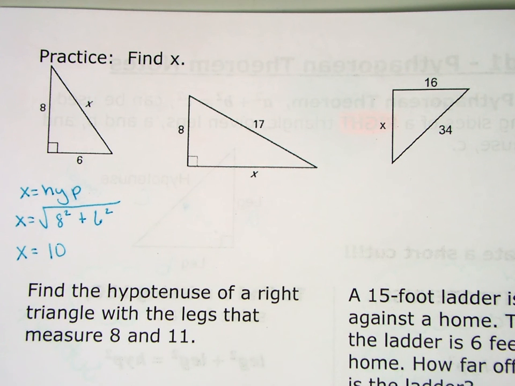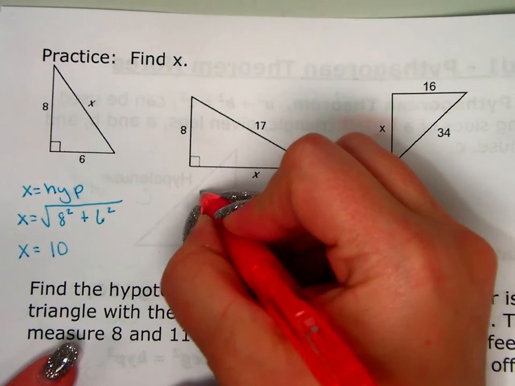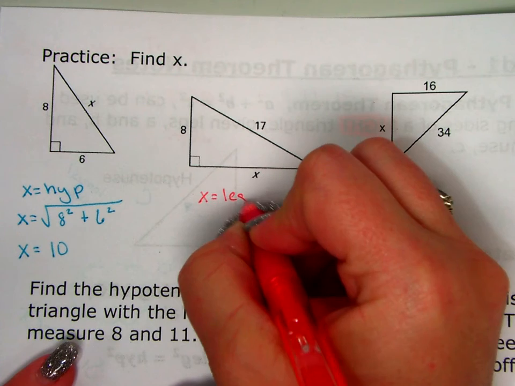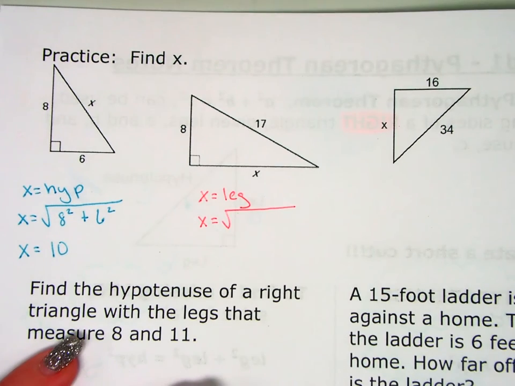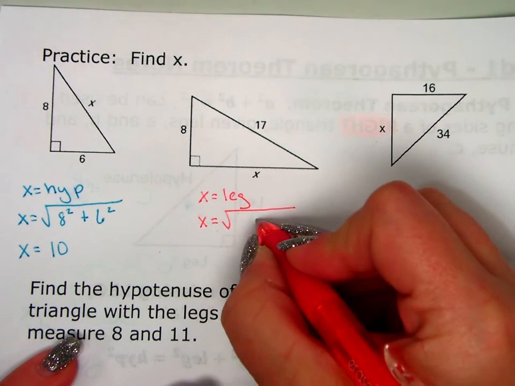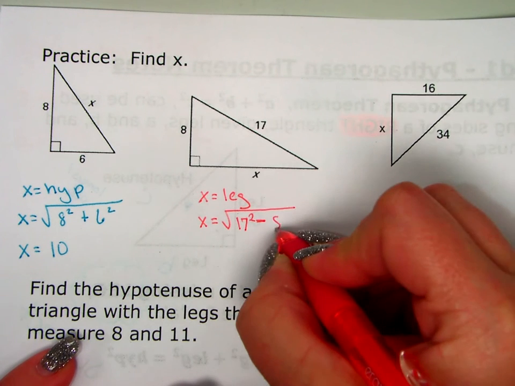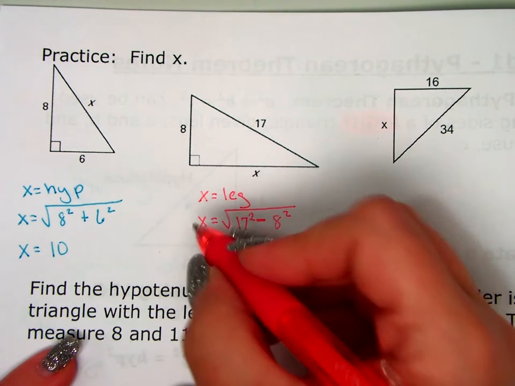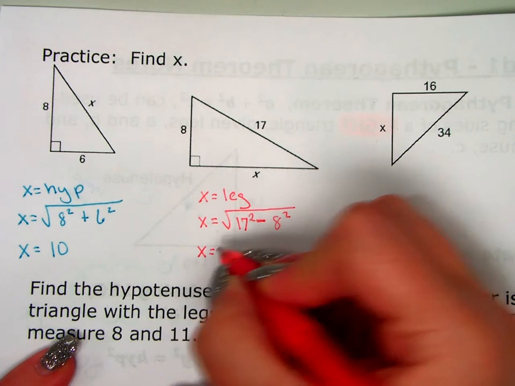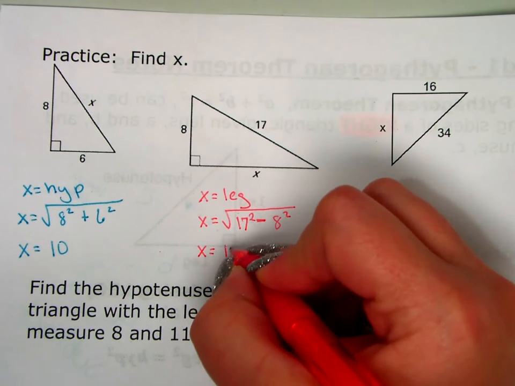All right. The next one, are we looking for a leg or a hypotenuse on this second one? A leg. So x equals the square root of, am I going to add or subtract? Subtract. What number goes in first? 17. Don't forget to square it. And then 8. Don't forget to square it. So x equals the square root of 17 squared minus 8 squared, which is 15.